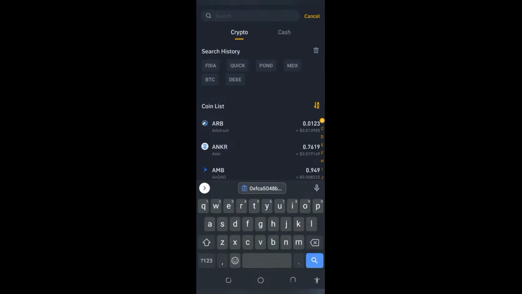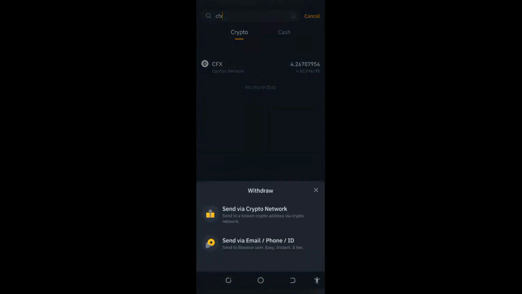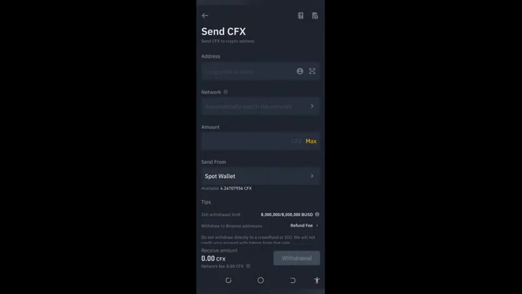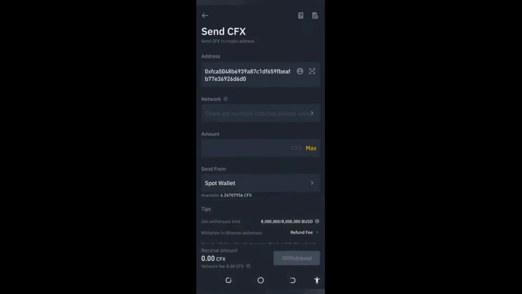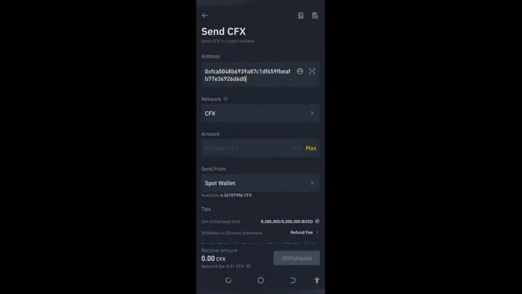So we check on our CFX. All right, we just have 4.26. Let's click on that, and then let's put the address here. Okay, the address looks good. It looks like it's not a mistake. The network is supposed to be CFX.